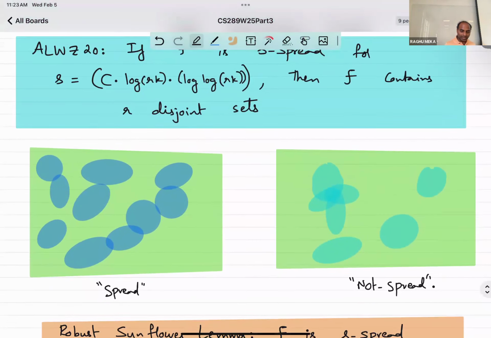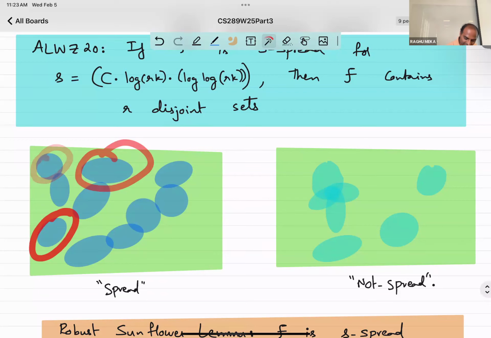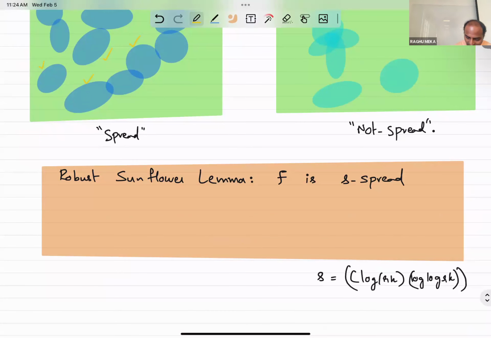Now we are trying to find R disjoint sets. For instance, maybe this set is disjoint, this one, this one, this one, this one. Given a spread family, we are trying to identify disjoint sets. So how can we find these disjoint sets? Somehow we need a filter which will pick out these disjoint sets. And they came up with something weird, the following.